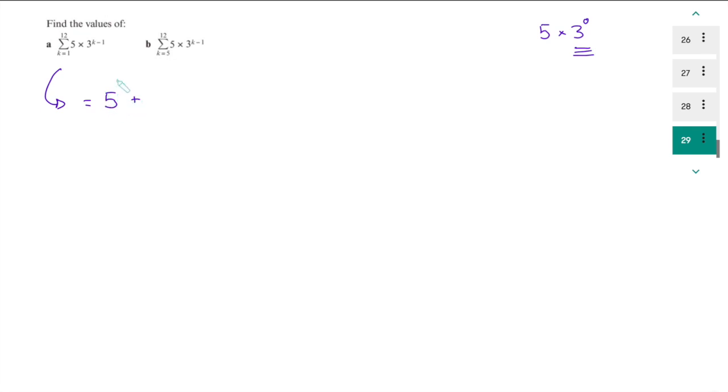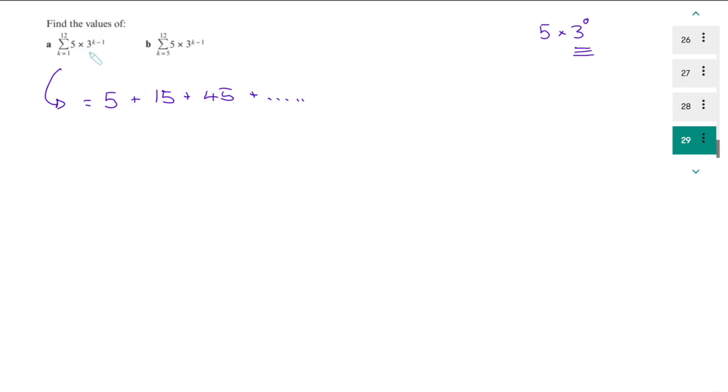Our second term is 5 times 3 to the, well, now k is going to be 2, so 5 times 3 to the power of 1. So 5 times 3, 15. Getting the hang of it. Our third term, put k equals 3 into here. So this term becomes 3 to the 2. 3 to the power of 2 is 9, times 5 is 45. Okay. So can you see now that we've got a geometric series here?